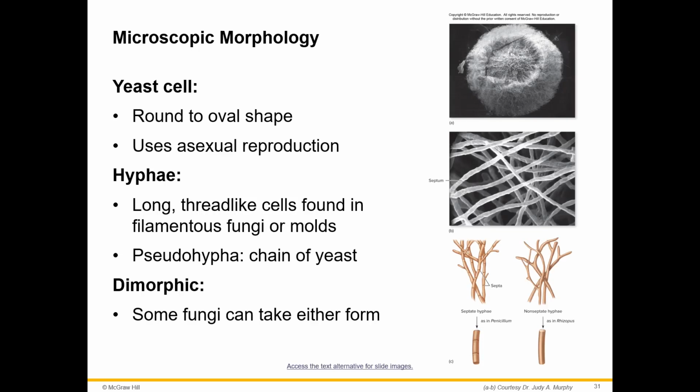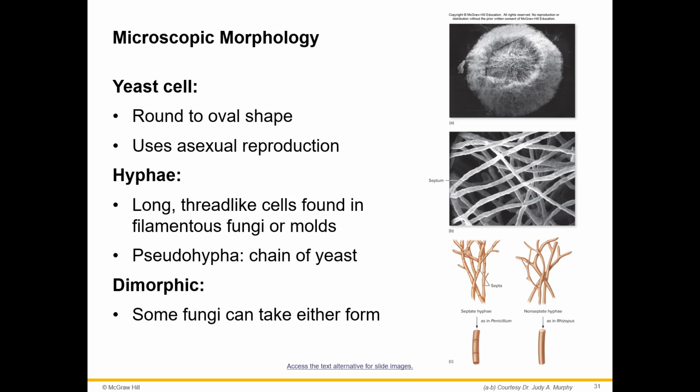If we look at them, we have the yeast cell, hyphae, and some are dimorphic. A yeast cell is round to oval in shape, and they use asexual reproduction. Yeasts are single-celled organisms. Hyphae are long thread-like cells found in filamentous fungi or molds. If you ever look at a piece of moldy bread or moldy anything, it usually looks fuzzy. All those fuzzy strands that you see, those are hyphae. And then pseudohyphae are chains of yeast cells. Sometimes yeast cells can form chains. It doesn't mean that they're multicellular, they're just existing in chains, and then they can break free from those chains.